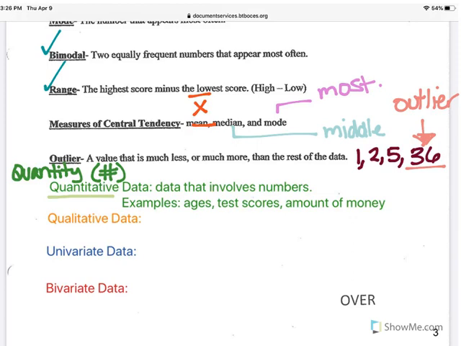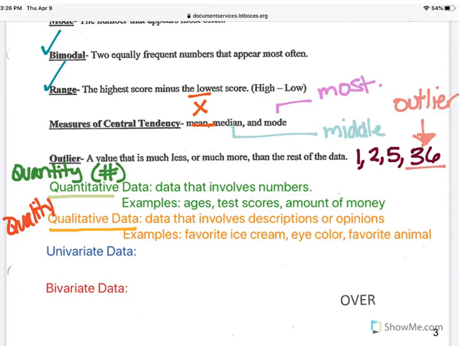Whereas qualitative data, here's how I think of it, quality. So it's not numbers, it's data that involves descriptions and opinions, like your favorite ice cream or your favorite animal or, you know, eye color, things like that.